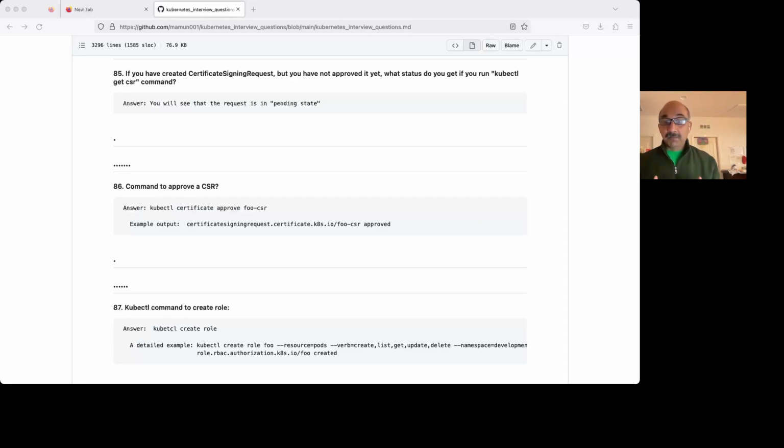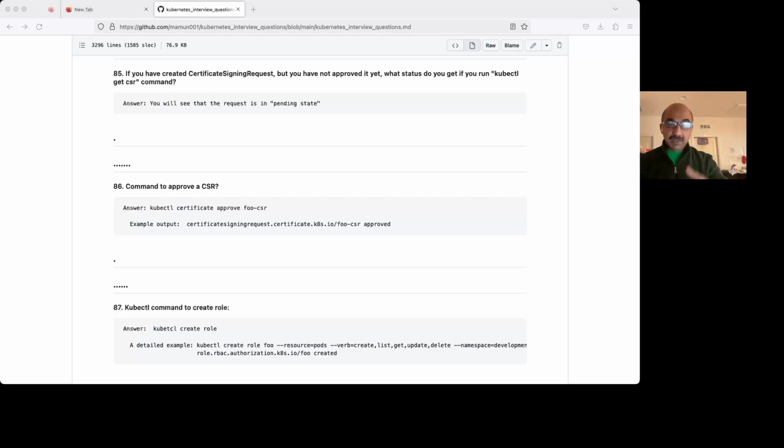Kubernetes has provisions already for sending CSRs. If you don't know what a CSR is, it is basically a request to create a certificate that will be given back to the user, so that the user can then use that certificate to log in to do whatever he or she wants to do. So you need to understand that.